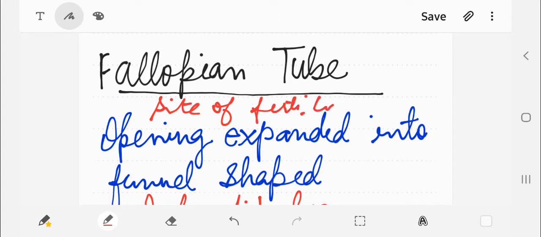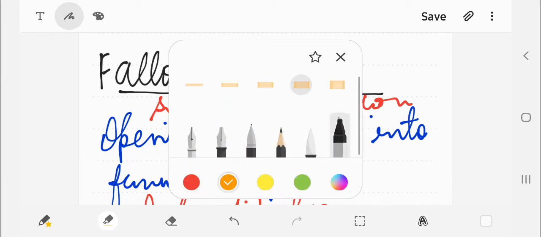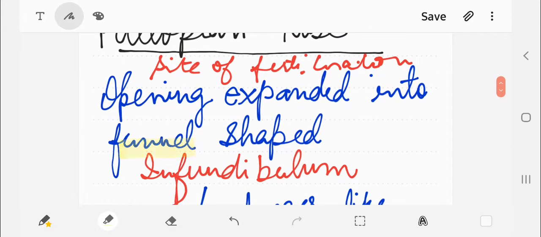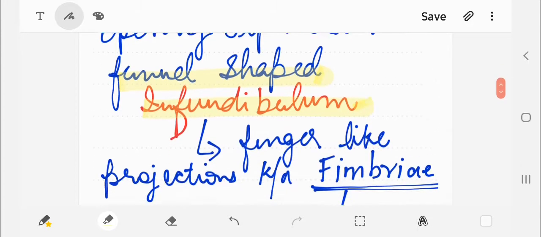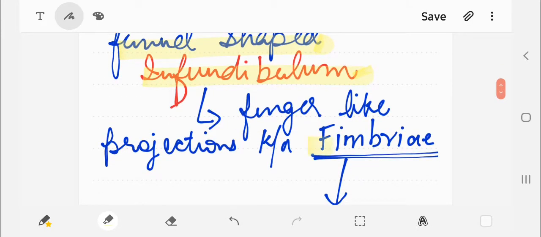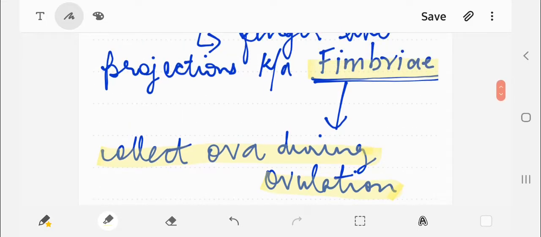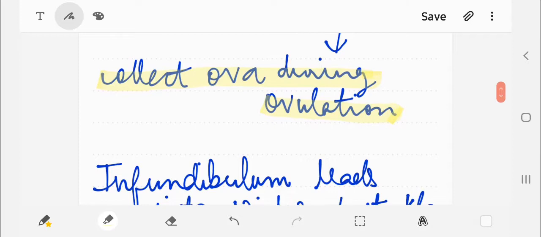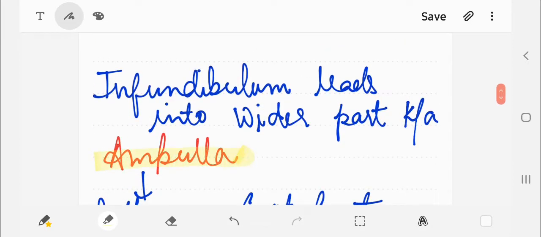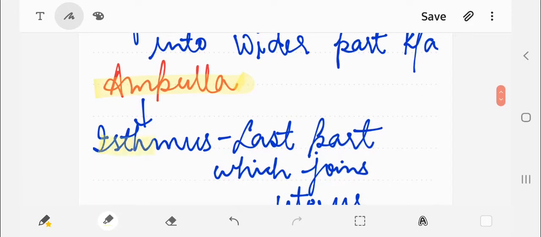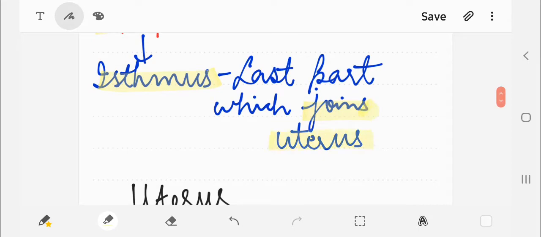So once again I am going to recap it. The opening expanded part of the fallopian tube, which is funnel shaped, is known as the infundibulum, followed by the finger-like projections, the fimbriae, which help in collecting the ova during ovulation so that it can reach the site of fertilization. The infundibulum leads into the wider part known as the ampulla, and the isthmus is the last narrow part which joins with the uterus.